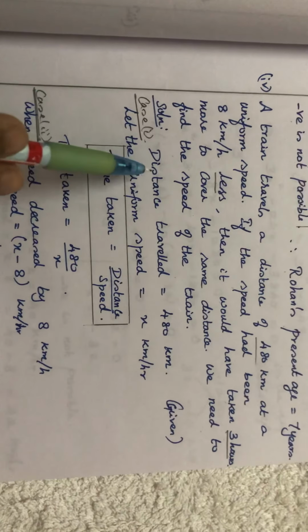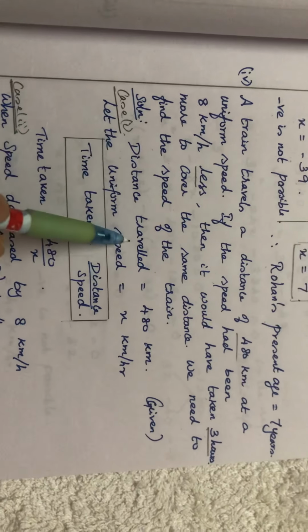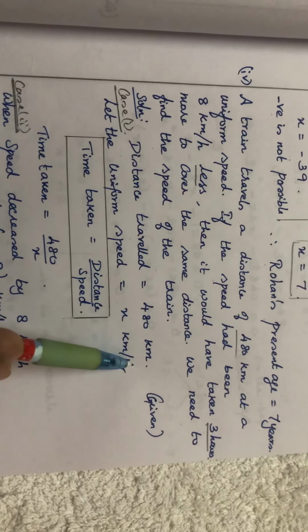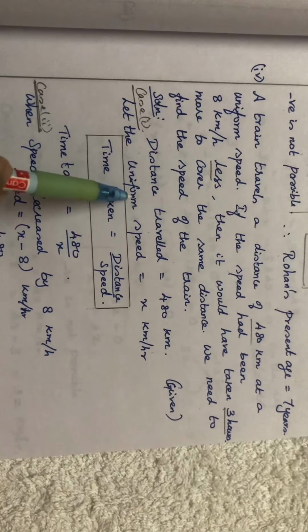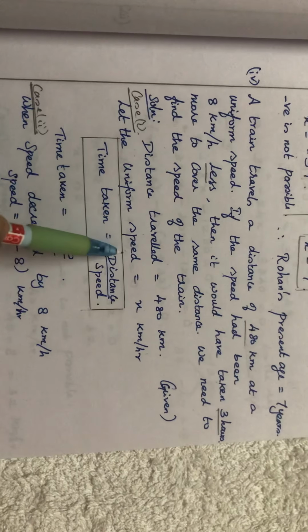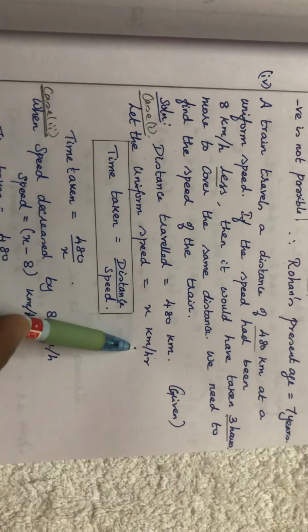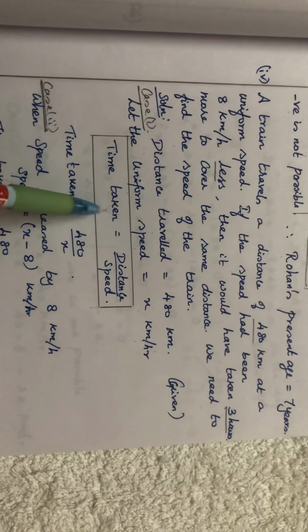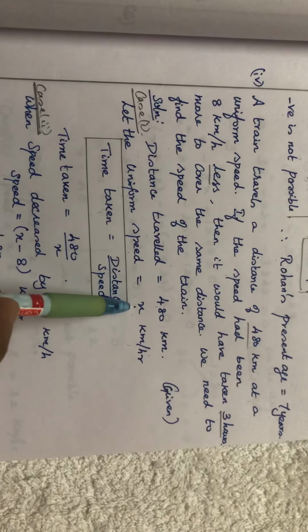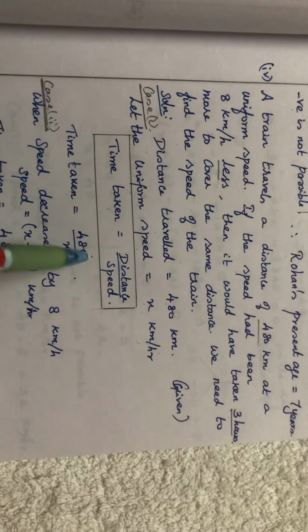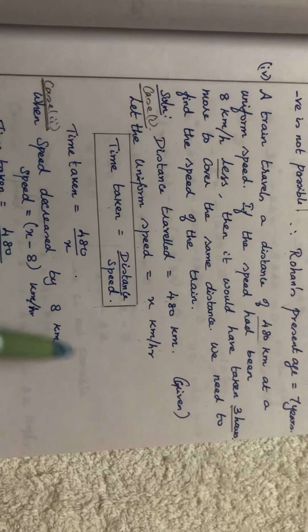Solution, first step, what is given? Distance traveled is equal to 480 km. We are taking first and second case. Here speed is not given, so we are taking the speed as x km per hour. Time taken is equal to, this is the formula, distance by speed. Distance is 480, speed is x. So time taken is equal to 480 by x.